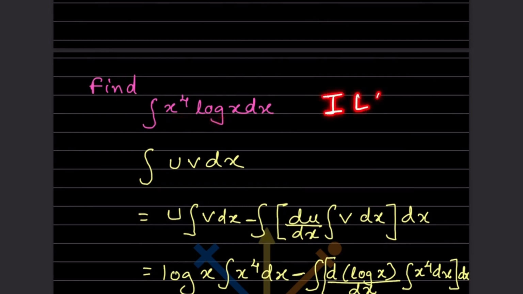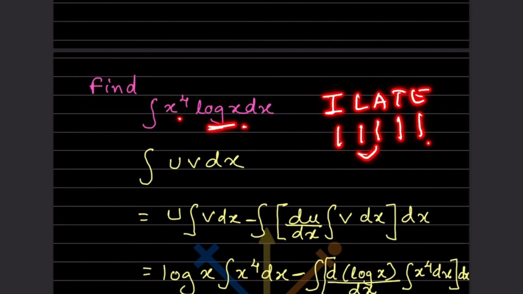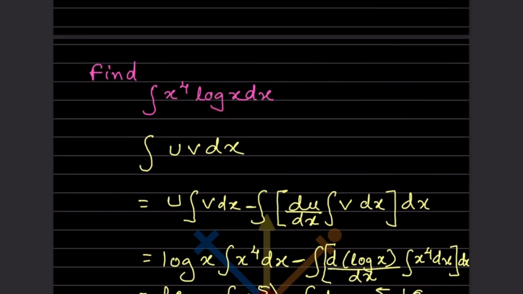You know the rule, that is the ILATE rule. That is inverse, this is logarithm, this will be algebraic, this will be trigonometric, and this will be the exponent. From this, you can see which comes first is logarithm and then the exponent. So let us consider this as u and this as v.